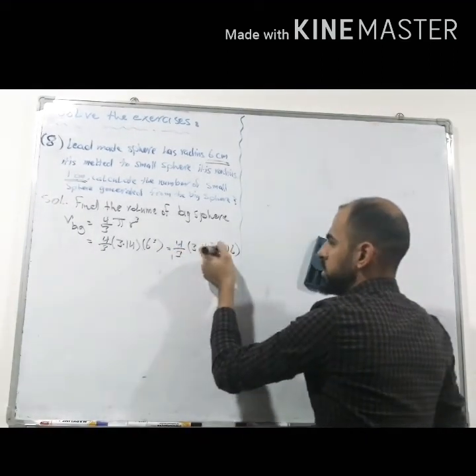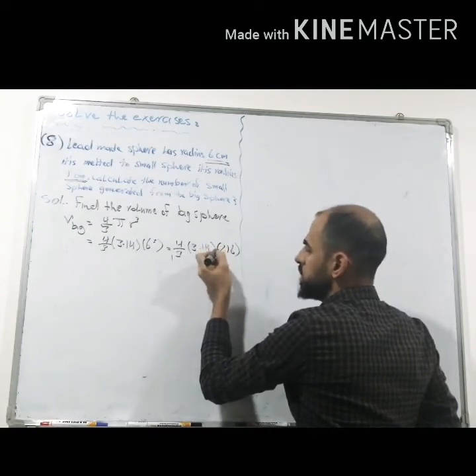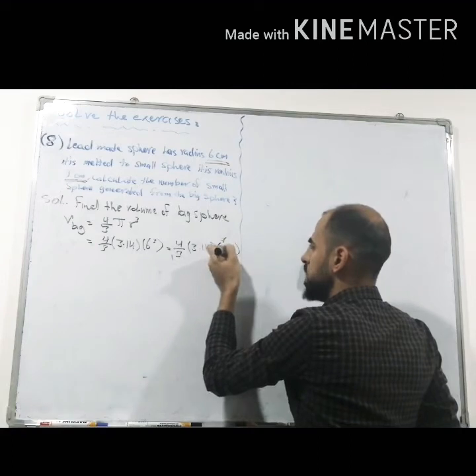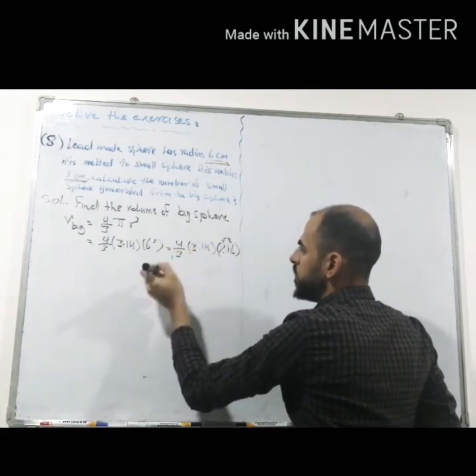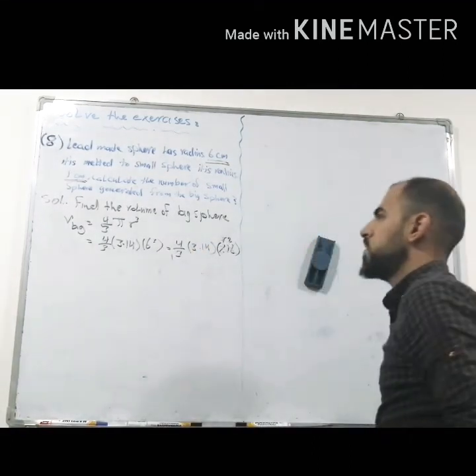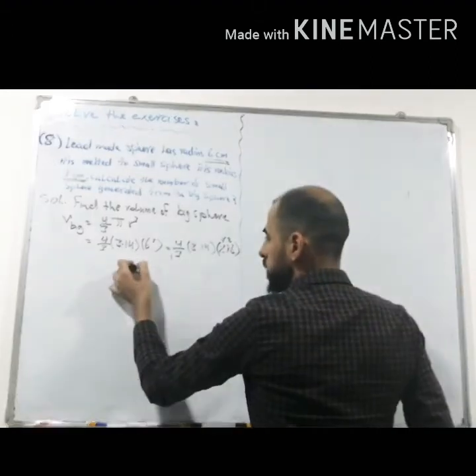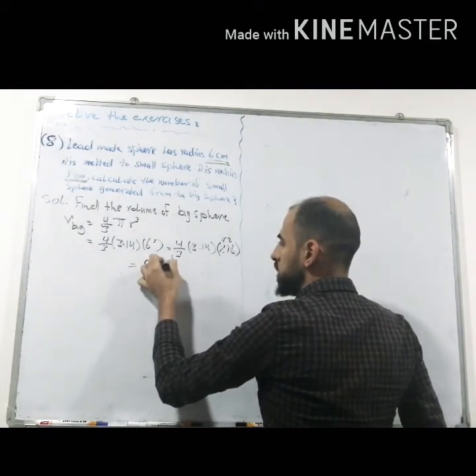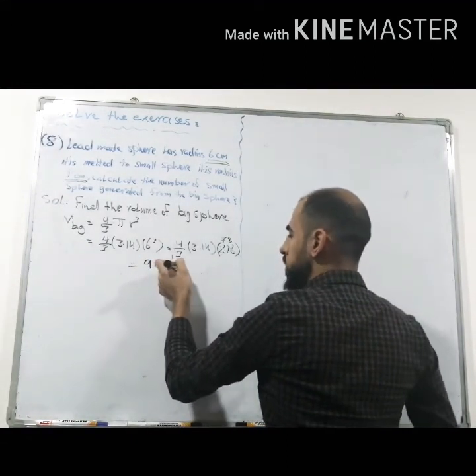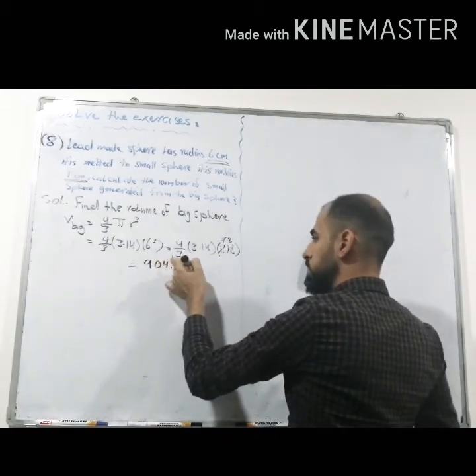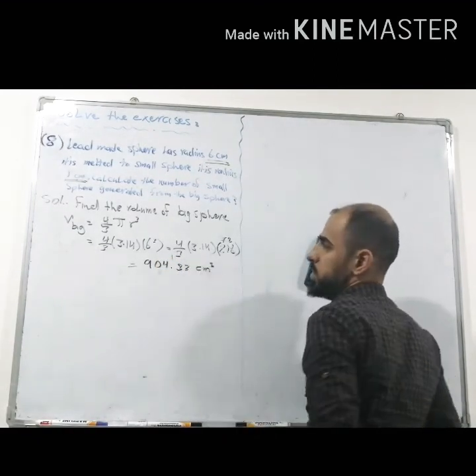Dividing over 3, 216 over 3 is 72. So 4 by 3.14 by 72, we will find it by calculator, which equals 904.32 centimeter to the power 3.